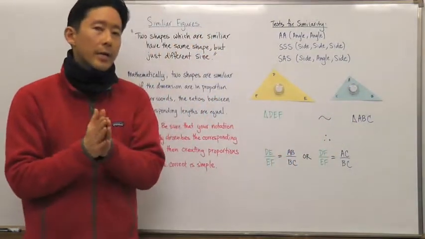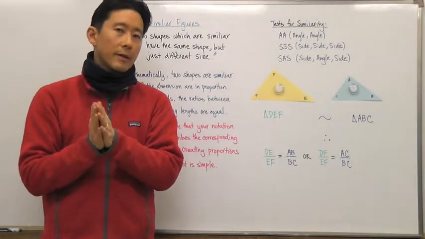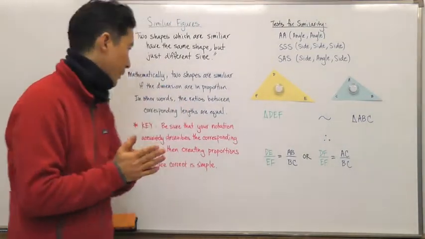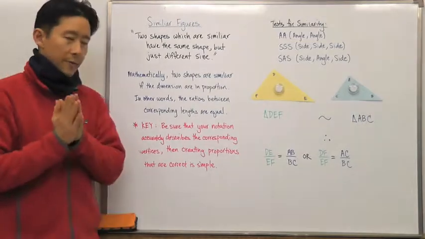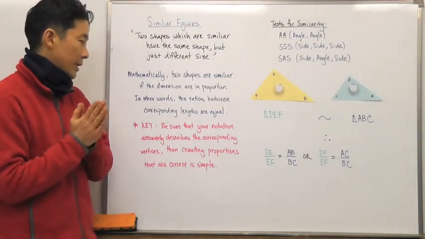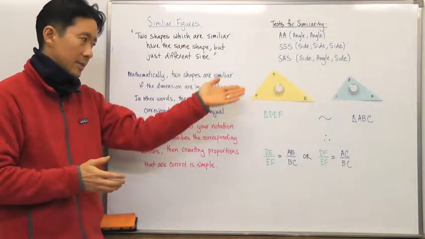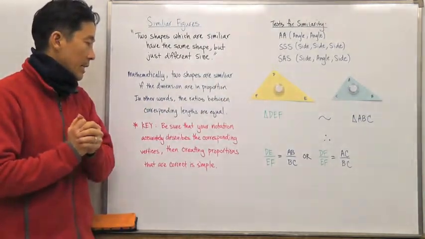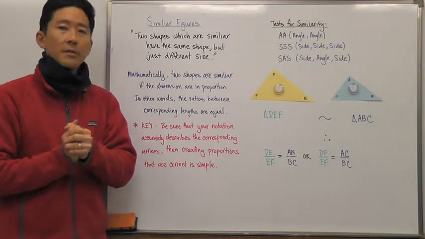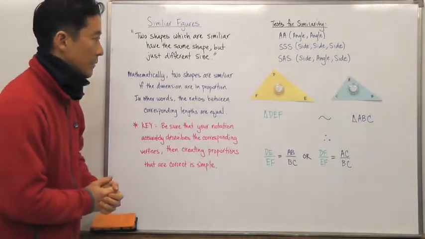Now there's a very easy way of making sure that you can all do that and do it very simply. And this is the key. If your notation accurately describes the corresponding vertices of the similar triangle, in this case we're just sticking with triangles, then creating proportions that are correct is simple. And let me show you how it's done.